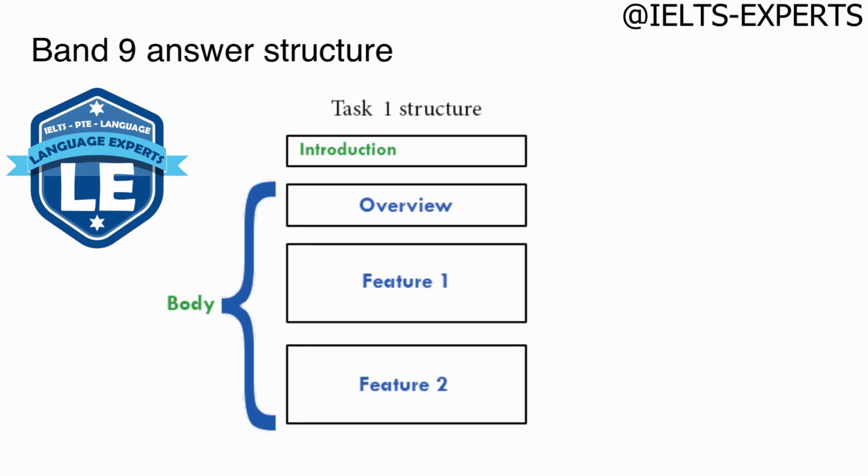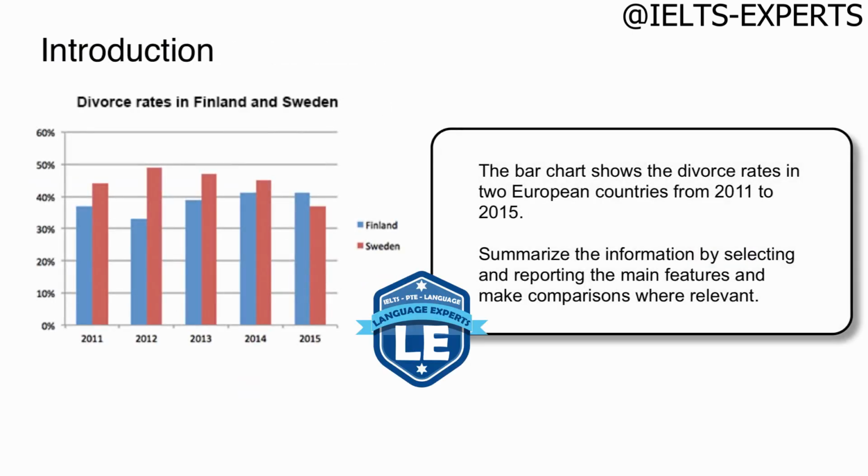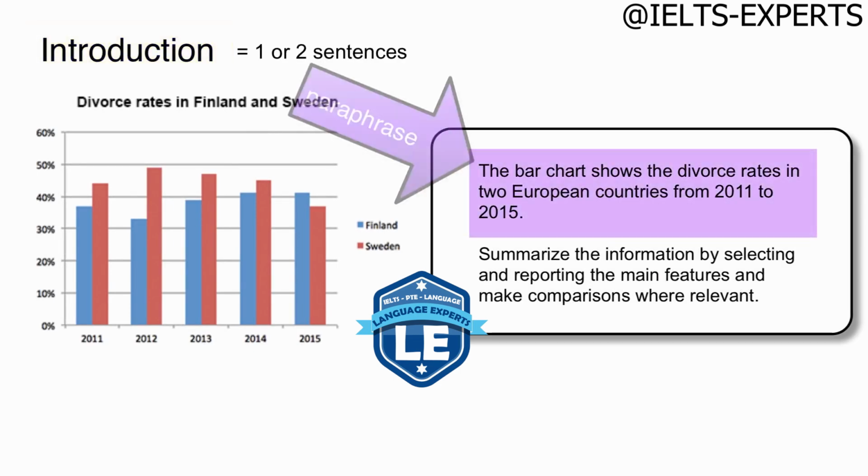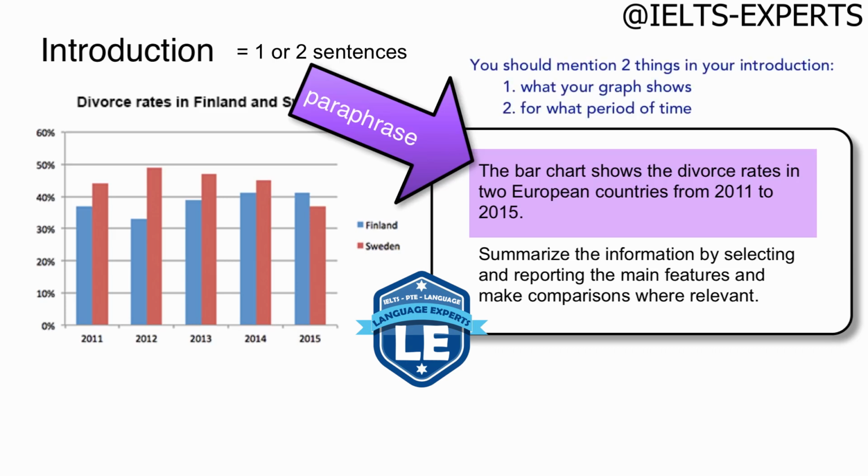Now you know the answering strategy. So let's start writing our Band 9 answer. And our first paragraph is an introduction. The introduction is 1 or 2 sentences where you simply paraphrase the information from your question. You should mention 2 things in your introduction: what your graph shows and for what period of time.